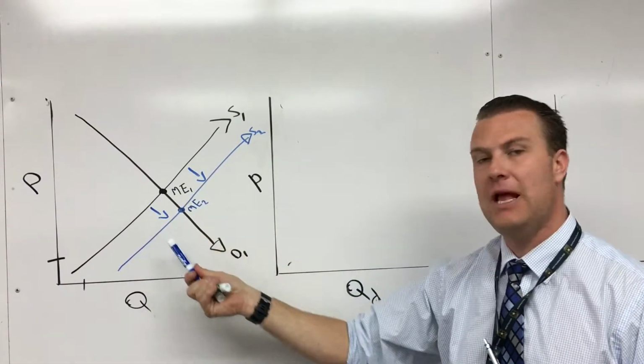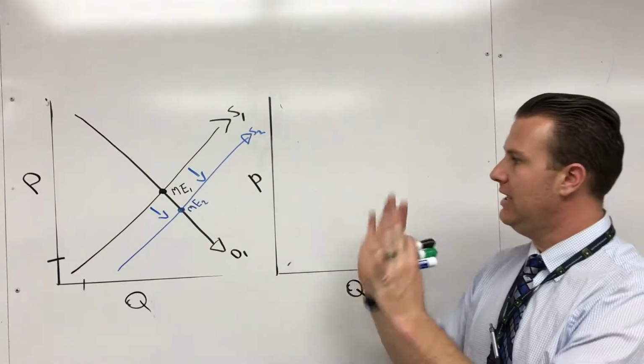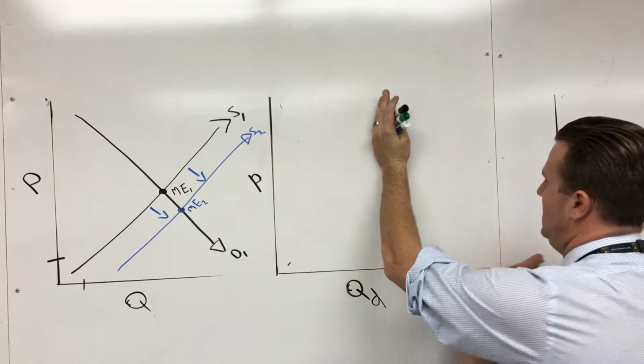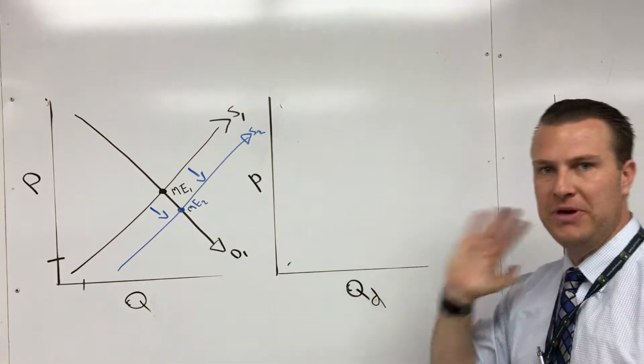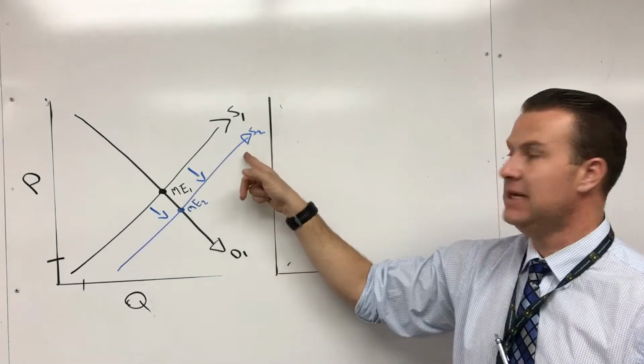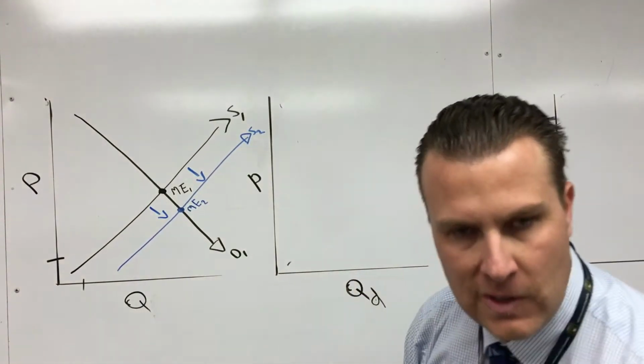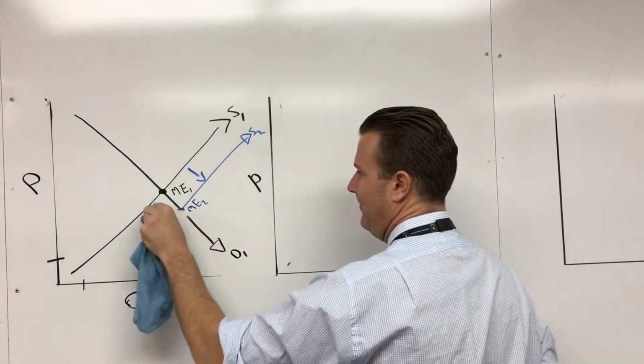I shifted supply over to the right, even though some of us say down. If you turned it on its axis from here to there, it would still be to the right. I got my new market equilibrium all by shifting supply over. That's all I did. Now, I could do the opposite here.